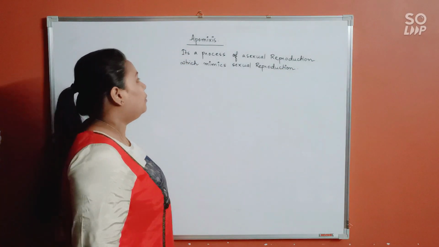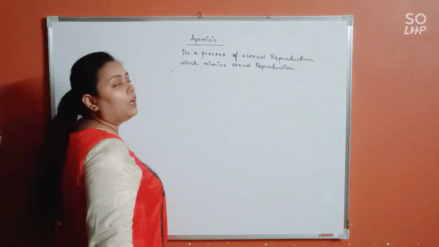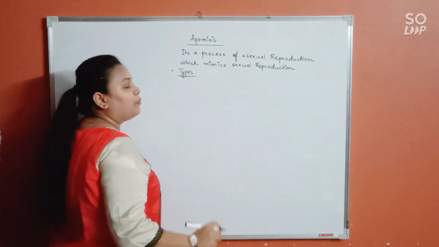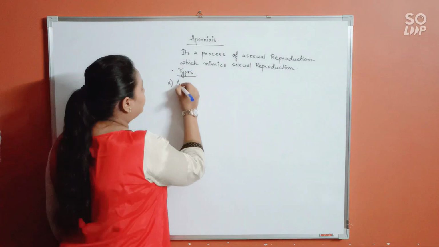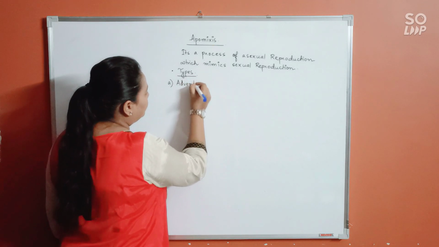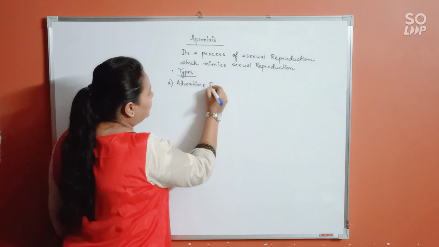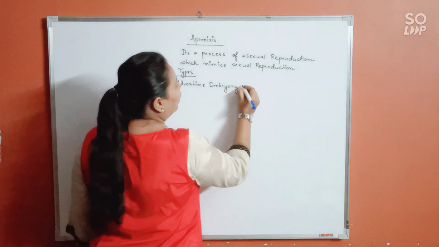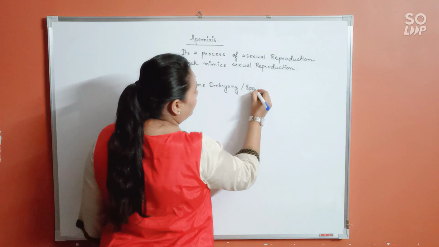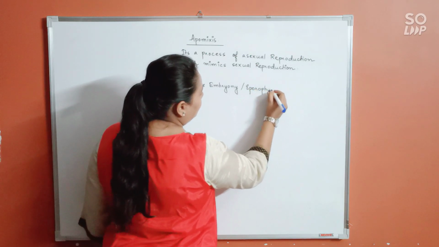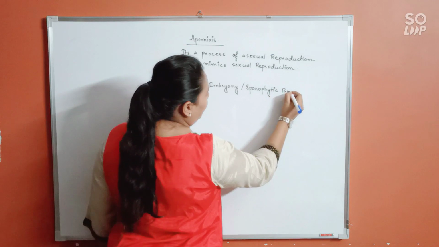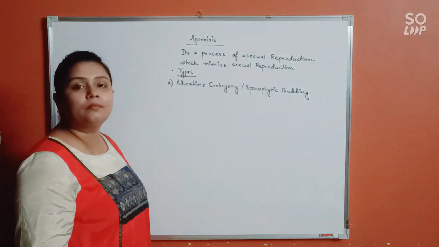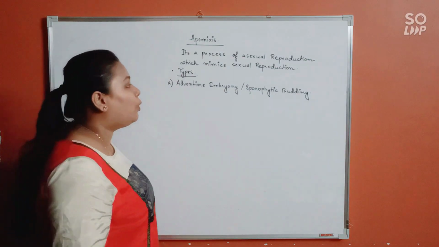Alright, so now let us discuss a few types of apomixis. There are a few types of apomixis that we are going to discuss. First, Adventine embryony, also known as sporophytic budding. Adventine embryony or sporophytic budding.